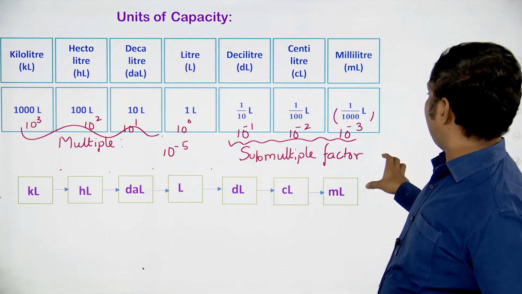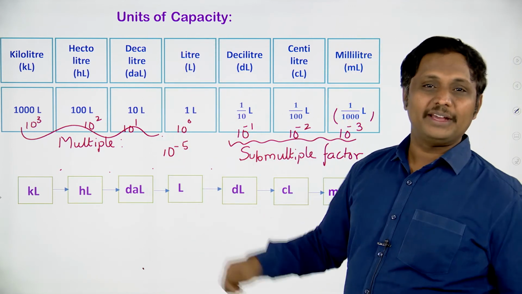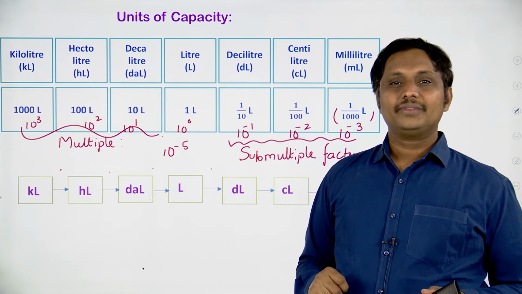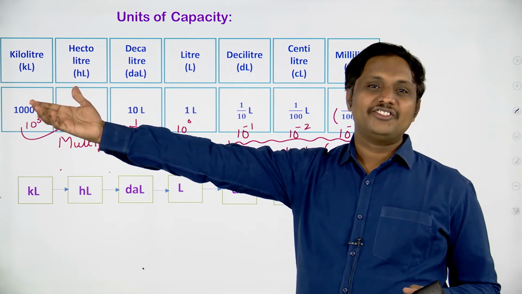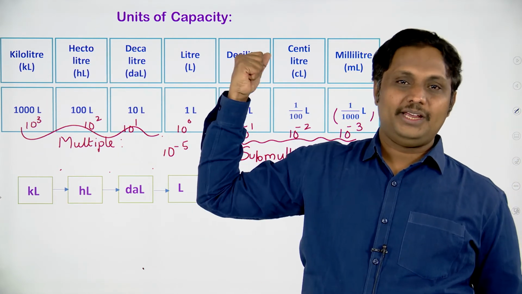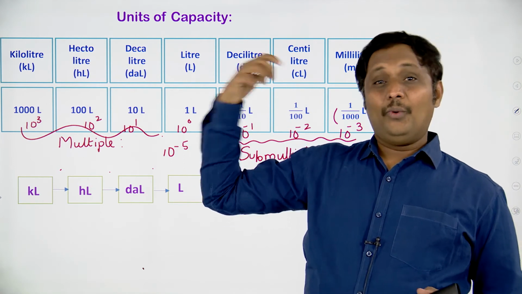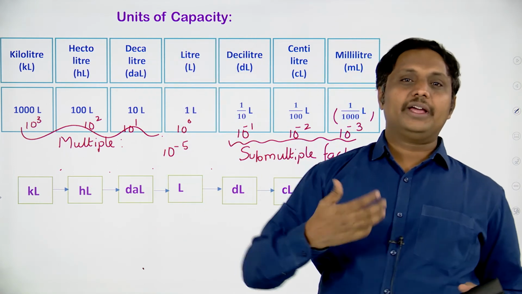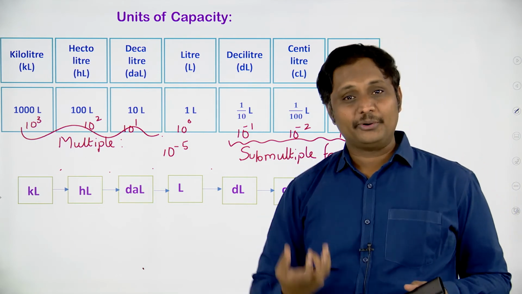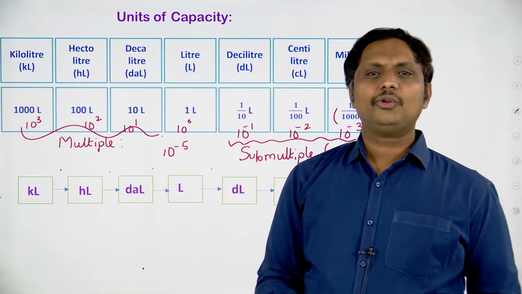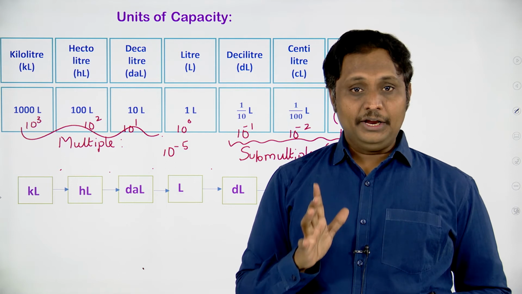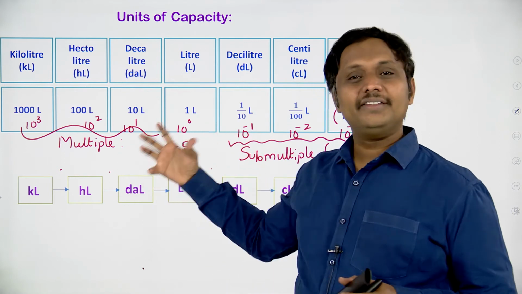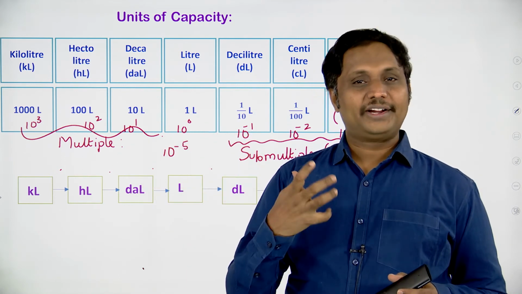This is going to be 10 power minus 3. 1 gram is equal to how many kgs? 10 power minus 3 kg. From higher to lower, we are going to get grams, that is going to be 10 power 3. So in this way, these are all very useful. We can use all these multiplication and submultiplication factors of units.